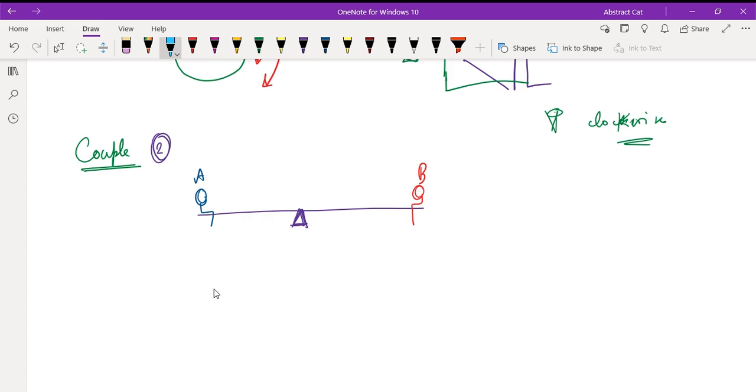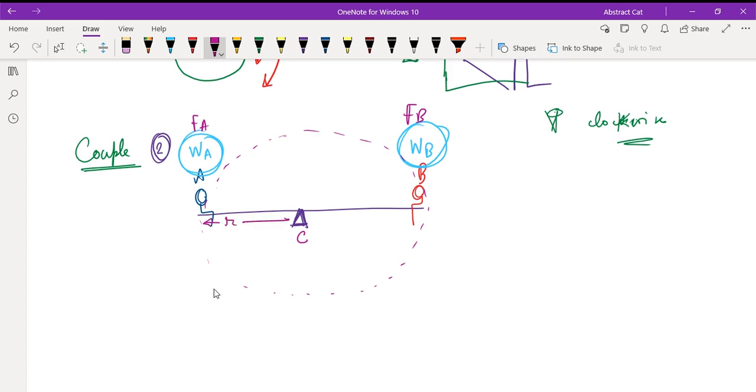This is a weight also, and you know the weight is a force. Say the weight here is WA and here the weight is WB. Weight is a gravitational force, so we can also say FA and FB. If that is a center and this looks like a circular object or circular path, that is a radius r.